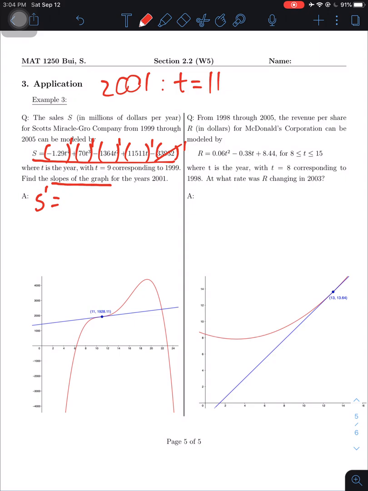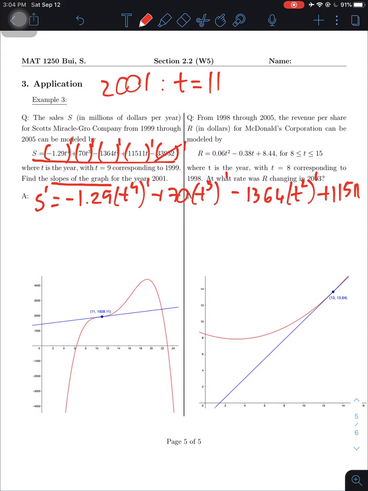Next step in here, for the first one, we're going to separate all the numbers away from the variable. So we're going to get t to the 4th in here, and then derivative, and then plus 7t to the 3rd power, derivative, and then negative 1364, and then t squared, derivative, and then lastly we're going to get 11511, and then t derivative. But then if you remember, the derivative of t, or derivative of x, is just 1.